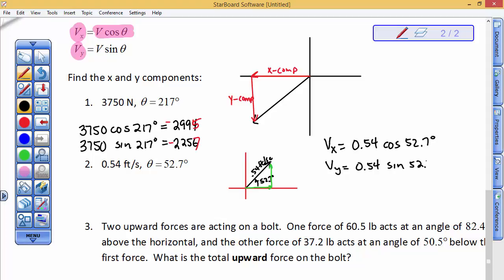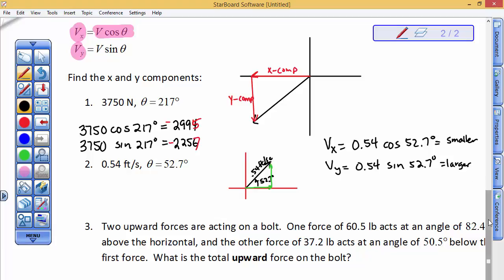I'm not going to calculate those values. You can check those out. But since 52 degrees is beyond 45, it's beyond halfway, the x component should be smaller than the y answer. Because at 45 degrees, these lines would be exactly the same because they're part of an isosceles right triangle.